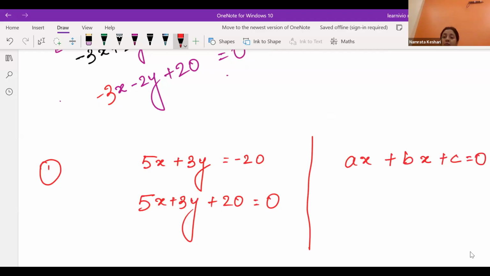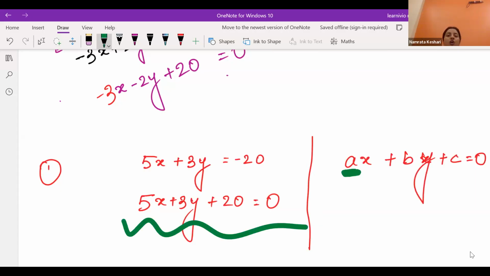Before telling me what is A, what is B, what is C, let me explain. A is the coefficient of x. That means whatever is multiplied with x in your equation, that is your A. Whatever is multiplied with y, that is your B. And the term which is without any x and y, that is your C. Are you getting it, everyone?